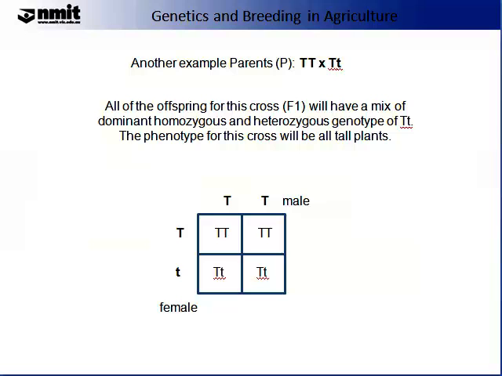All of the offspring from this cross, F1, will have a mix of dominant homozygous and heterozygous genotype of capital T lowercase t. This will result in a generation whose phenotype from this cross will all be tall plants.